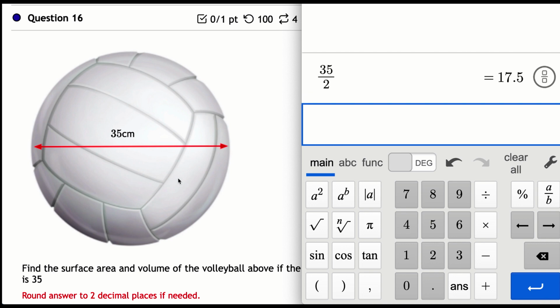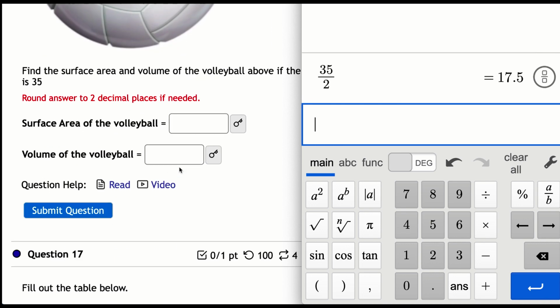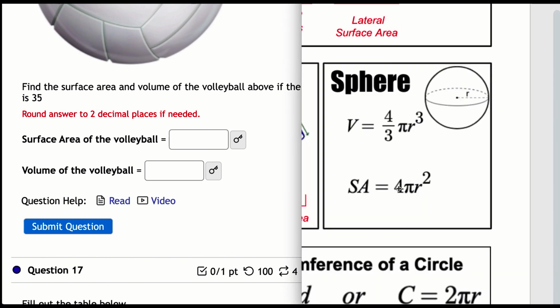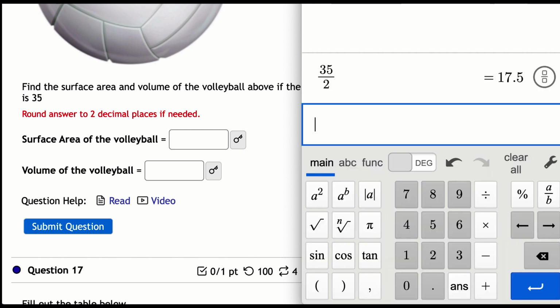All right, now we're going to take that and use the formula for, what does it say here? It says find the surface area of the volleyball. Let's just go straight to the formula and then transfer it over. Surface area for a sphere is 4 pi r squared.